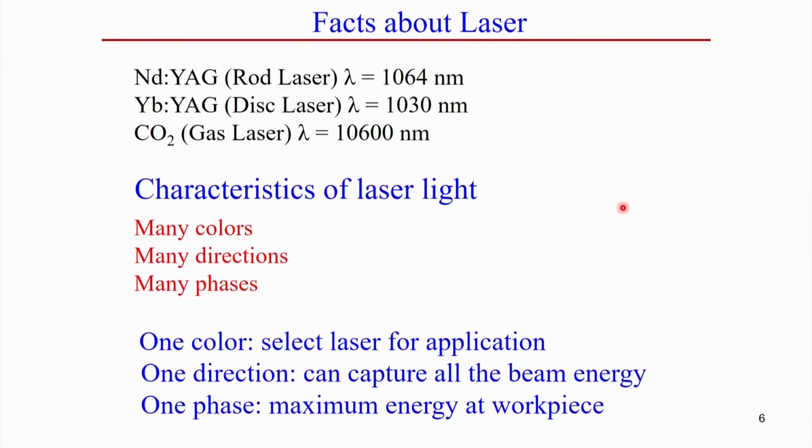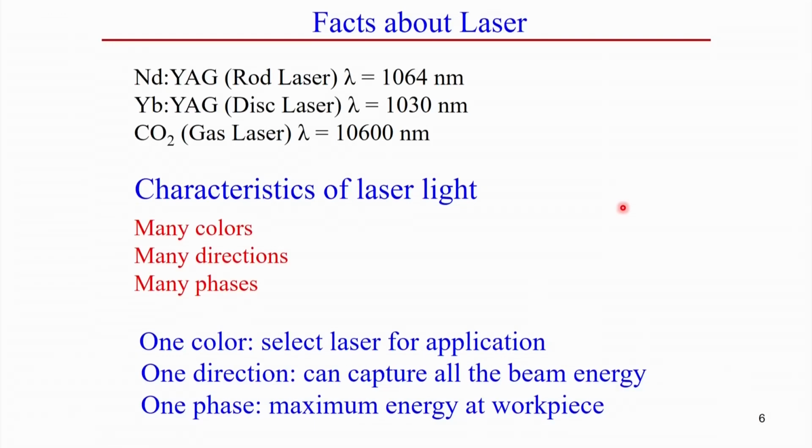Now, the mostly used laser in manufacturing processes, very specifically welding, is the Nd:YAG laser, which is also called the rod laser, and here the wavelength is 1064 nanometer. Similarly, the Yb:YAG laser is the disc type of laser, and the wavelength is 1030 nanometer. So, whether we say rod laser or disc laser, it is the shape of the lasing medium that decides these names. Specifically, a solid medium in the shape of a rod is used to create the Nd:YAG laser, or a disc shape is used in the case of the Yb:YAG laser.